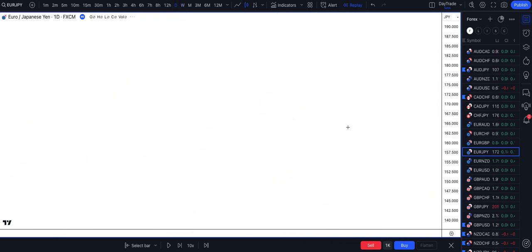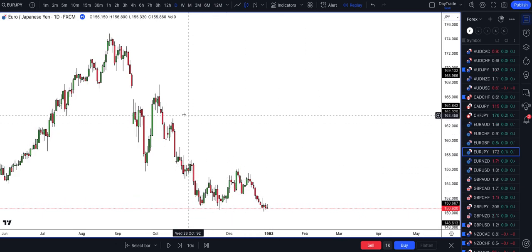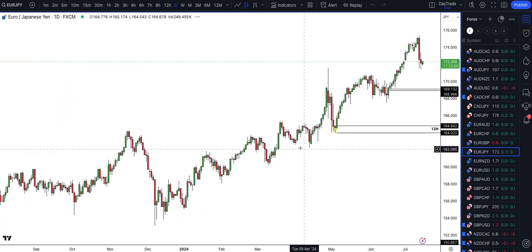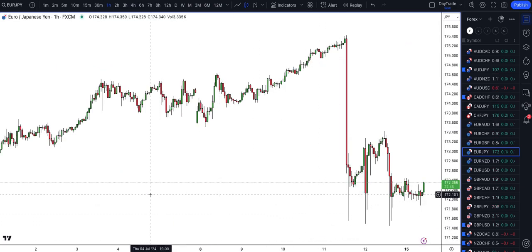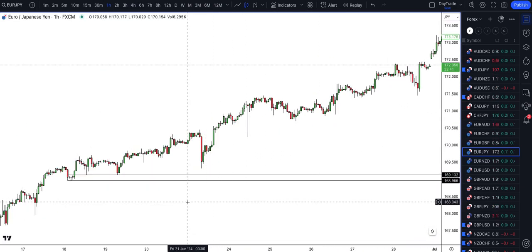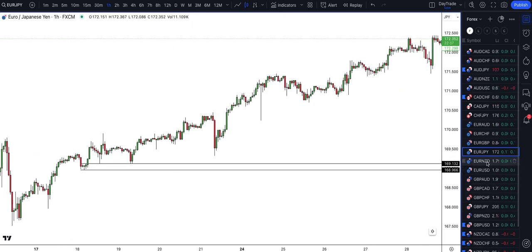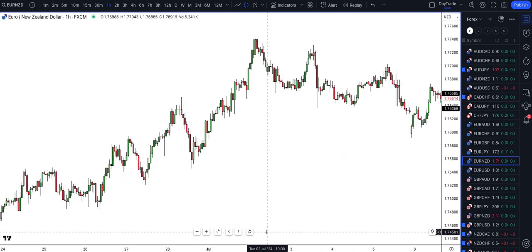I wonder if we can get daily zones. I mean, there's nothing really there either. So go back to the chart and go into the hourly, have a look, but nothing really catching my eye. So we'll move on to Euro NZD.